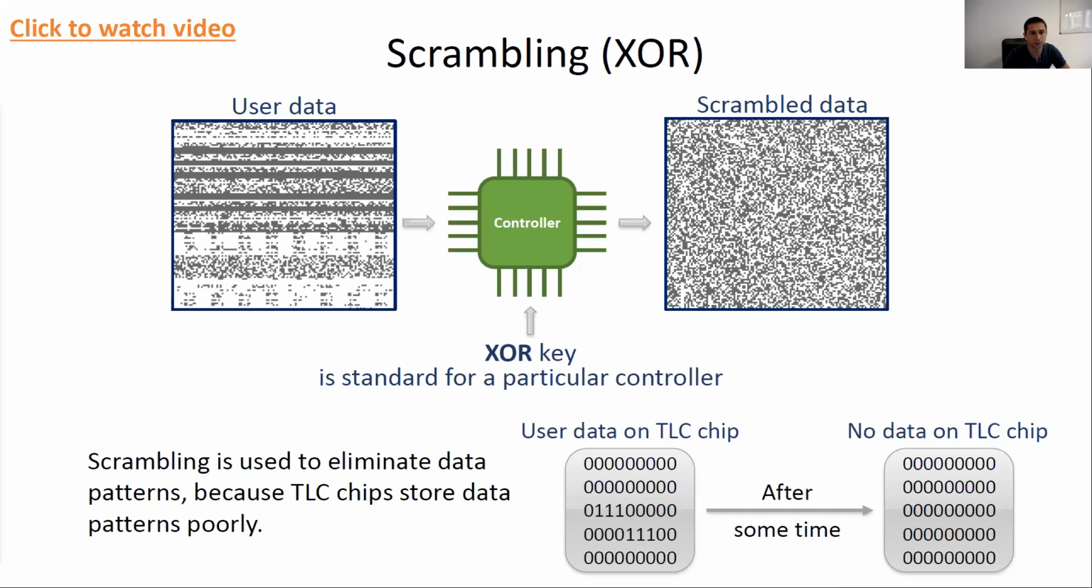Scrambling is used for most of modern NAND devices. It's used to remove patterns from data, because random data without patterns will be stored much better than data with patterns. Data with high entropy will be stored much better than data with a low entropy. Detailed video explanation about what is XOR you can see with this link.